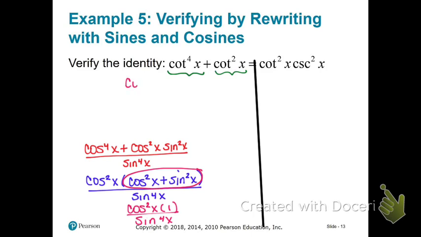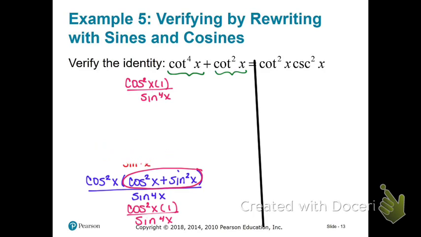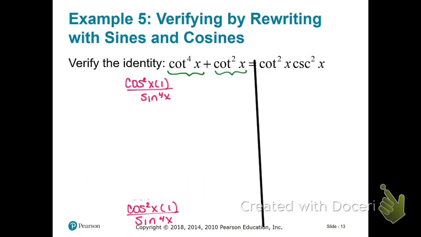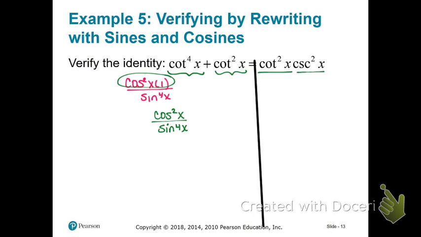So right now we had cosine squared of x times 1 over sine to the fourth of x. Is where we were at there at the bottom. Alright, well what's cosine squared times 1? Yeah, so this is just cosine squared over sine to the fourth. Now look at what we need. Let's think about this. We need a cotangent squared and a cosecant squared.